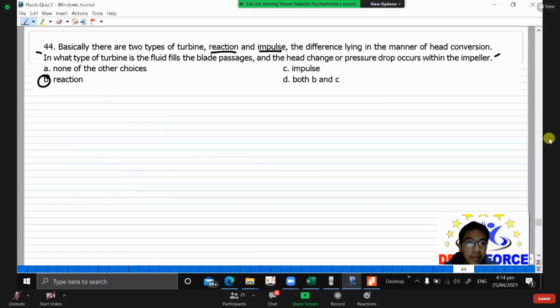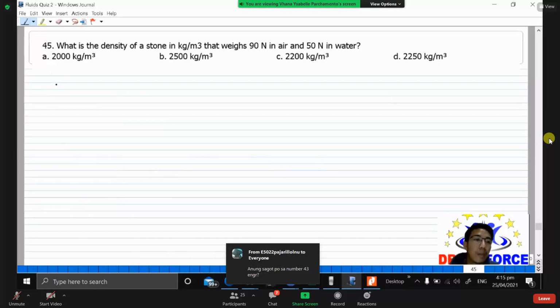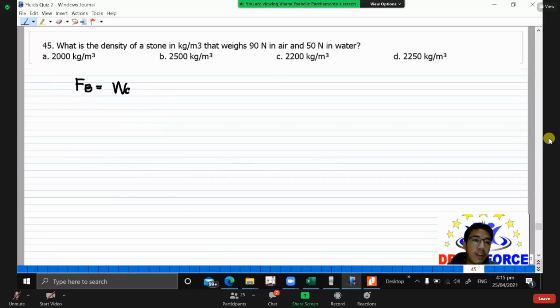Okay, next, number 45. What is the density of a stone in kilograms per cubic meter that weighs 90 newtons in air and 50 newtons in water? Okay, so again, just like our previous problem earlier, first is to calculate its buoyant force. That is the difference of its weight in air minus its weight in water.